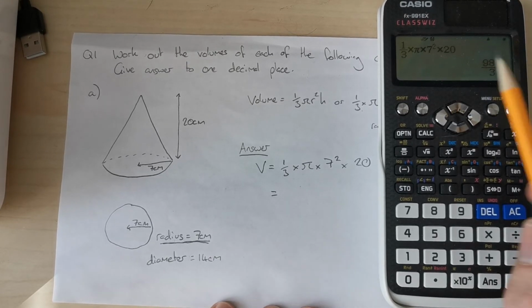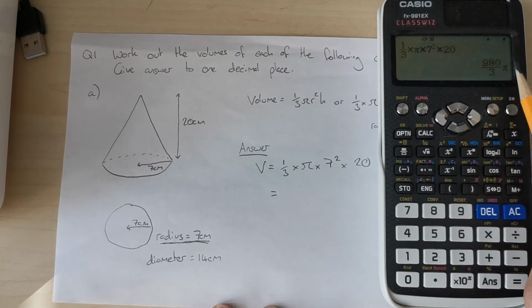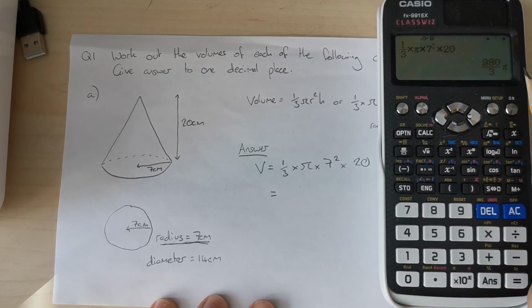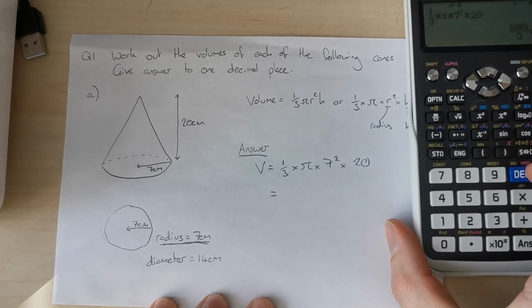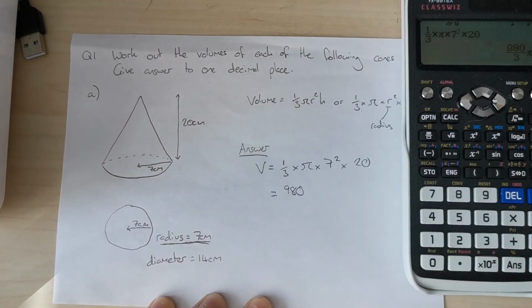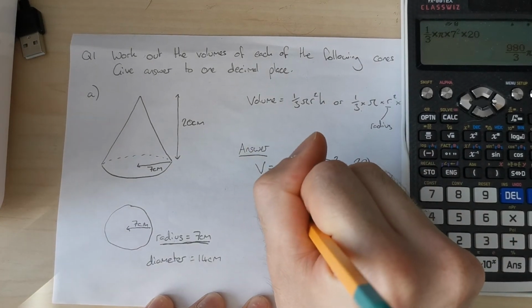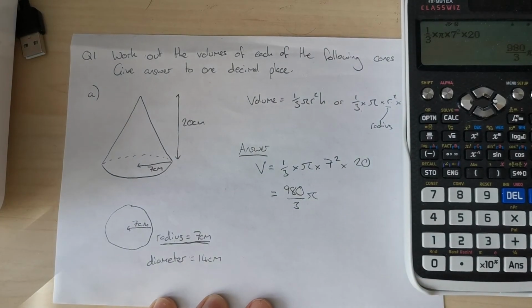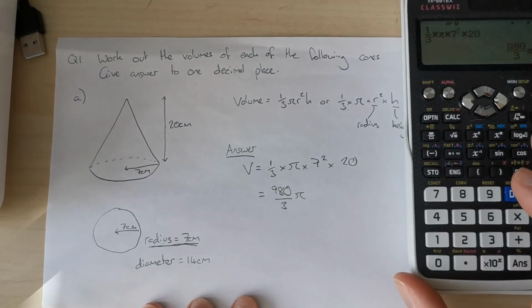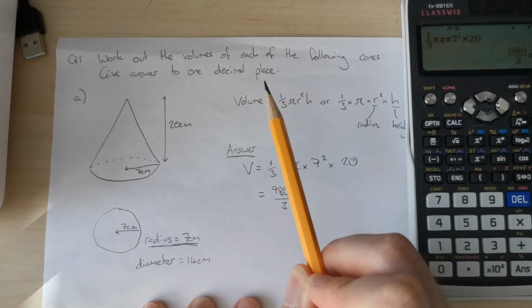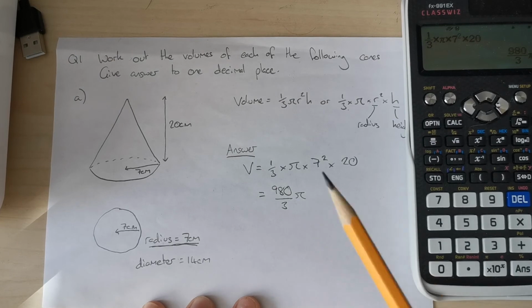So anything involving the symbol pi is no doubt going to give us quite a complicated decimal. So what the calculator does is give us an easier way of writing the answer, leaving the pi symbol alone. So I'm actually going to write this down first. So we've got 980 over 3 times pi. So this is an answer in terms of pi, but our answer needs to be to 1 decimal place. So we actually need to turn this into a decimal.